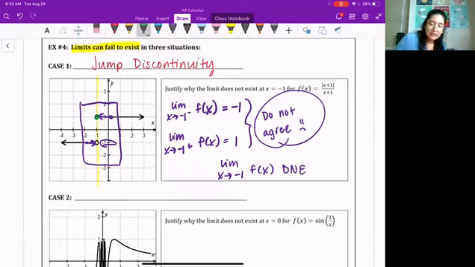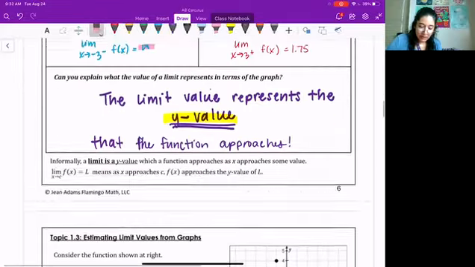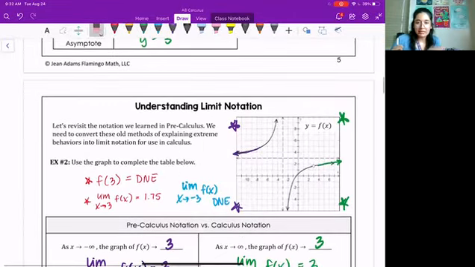Again, I don't care about if the function exists there. Whether or not there was a filled in dot at one of the spots does not matter. I don't really care what's going on at -1. I want to know what's going on when we're approaching -1 from the left and from the right. It needs to meet up. If they don't meet up, it doesn't exist. It was kind of like this one with the vertical asymptote. One was going up, one was going down. They don't agree.